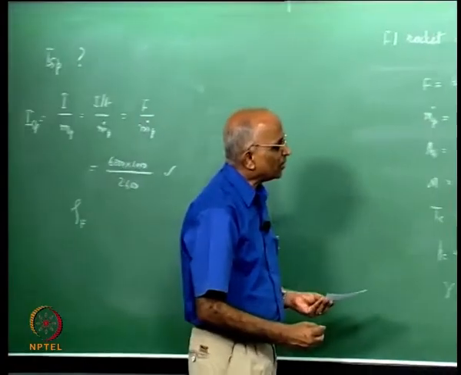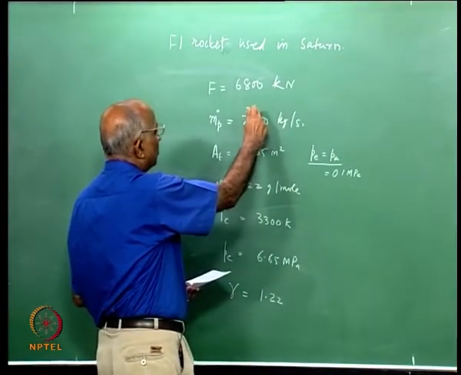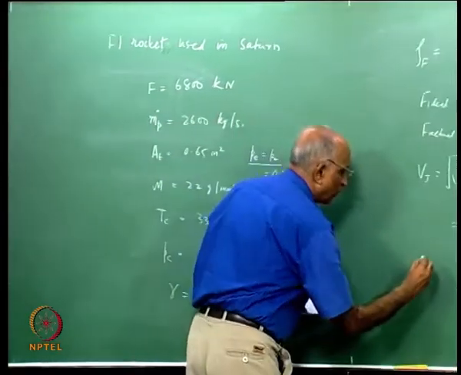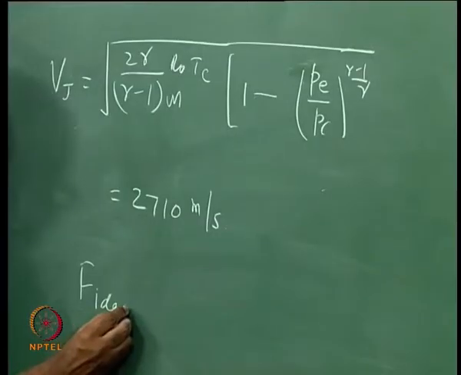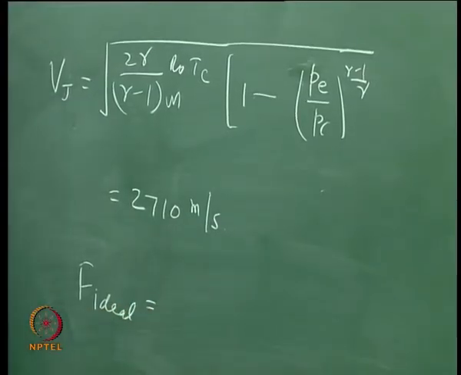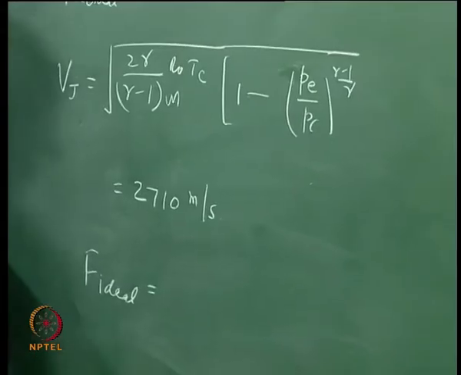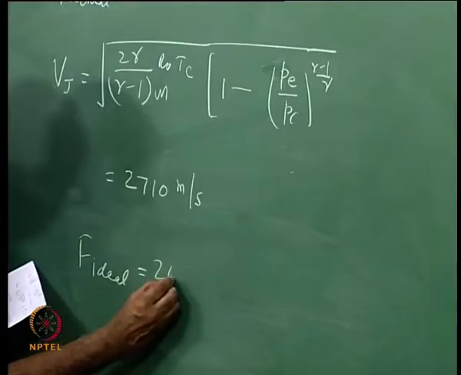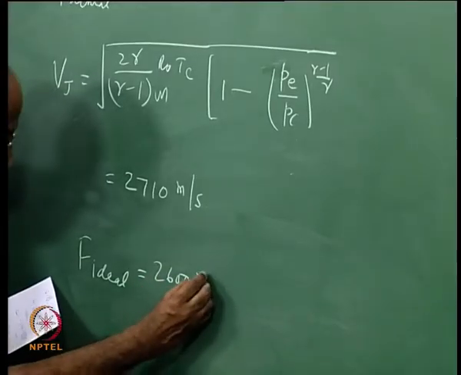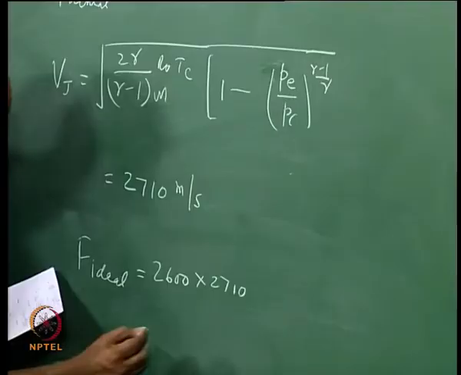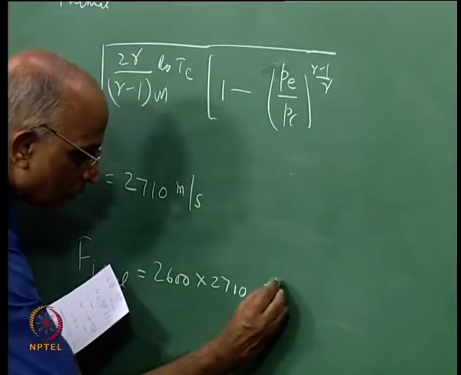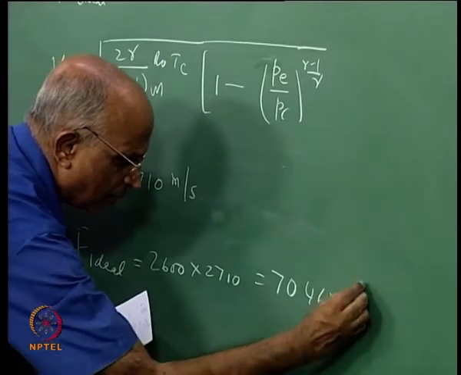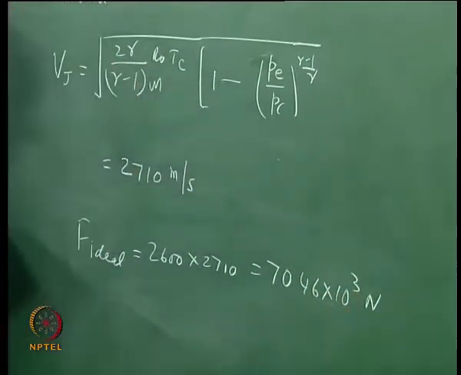And therefore what is the value of thrust? Thrust is equal to m dot, 2600 kilogram per second, multiplied by this, and therefore the value of F ideal is m dot Vj, which is 2600 into 2710, equal to 7046 into 10 to the power 3 Newton.